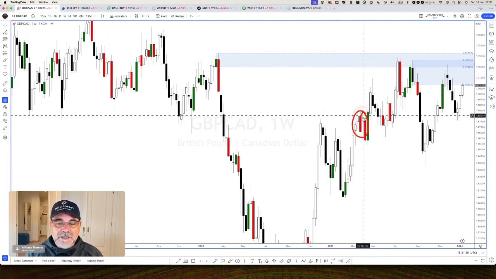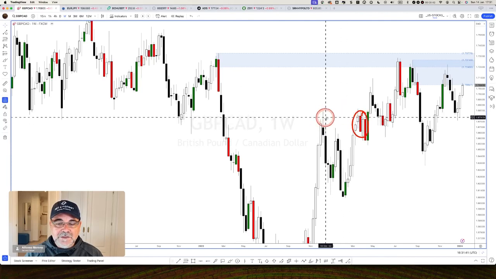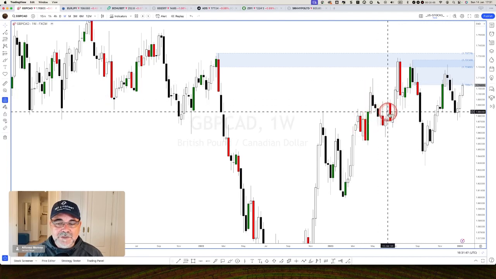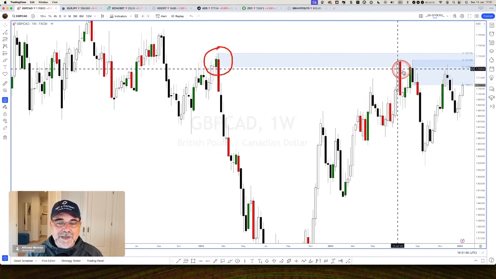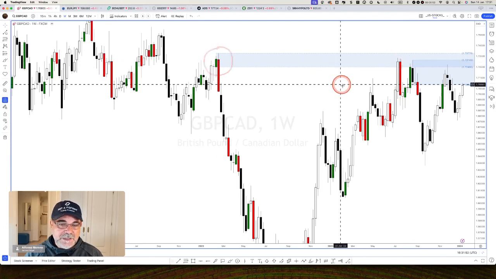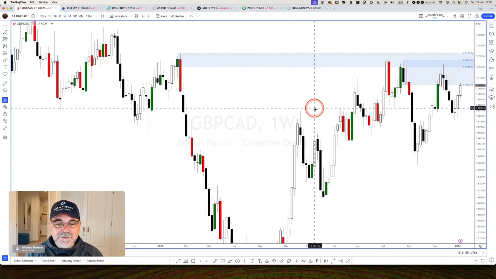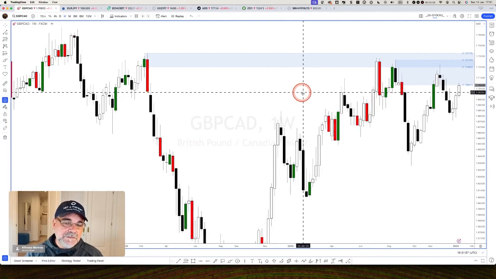It's not happening here. Look at that. This is not an imbalance. So it just blows through that high. This is not an imbalance. This is a bearish impulse. So it blows through it. This is an imbalance, and it doesn't blow through it. Sometimes it does, obviously. But then we see the bearish price action. And this is for the pound CAD.